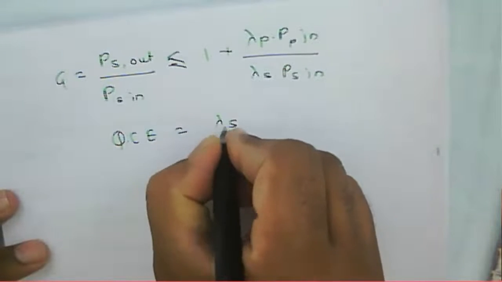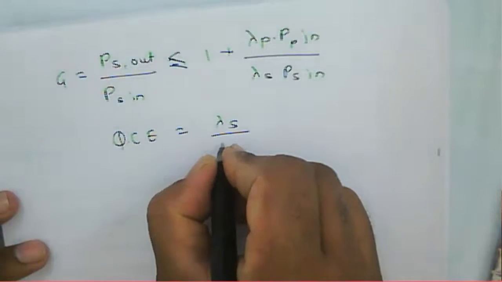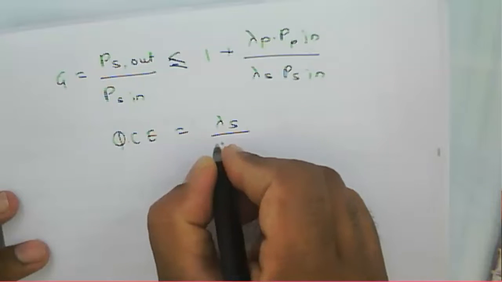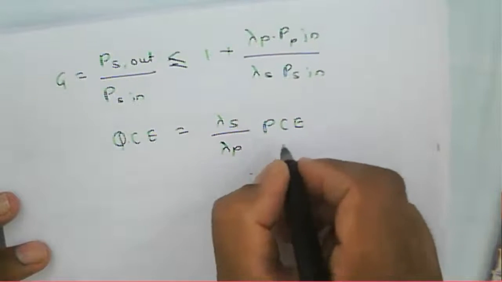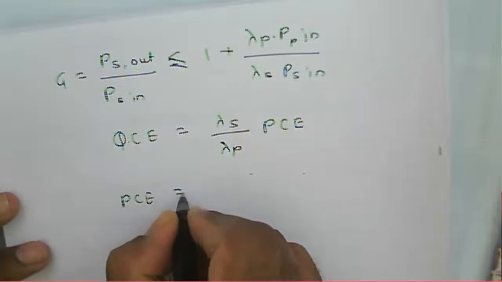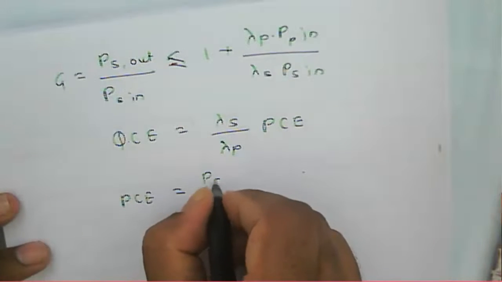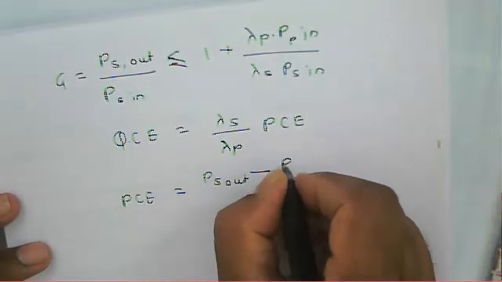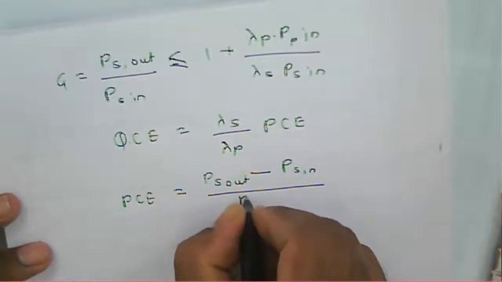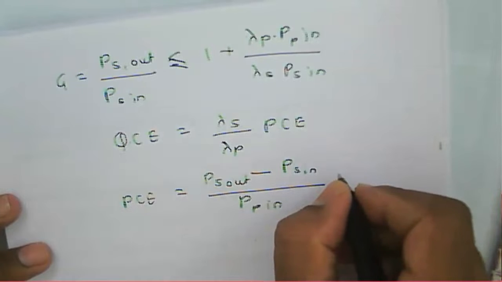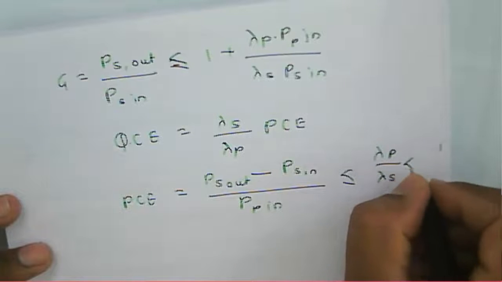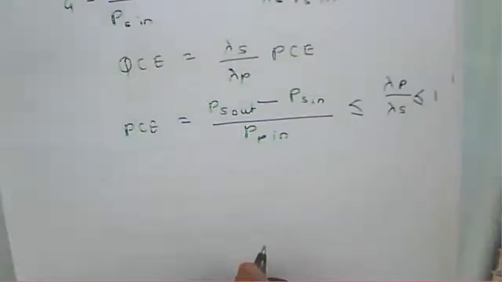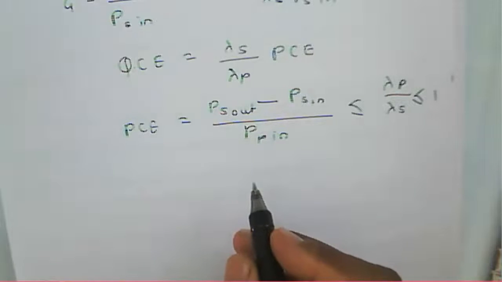And if you consider the quantum conversion efficiency of this erbium doped optical amplifier, it is wavelength dependent. So that is about the PCE, the power conversion efficiency, which is nothing but (PS out minus PS in) divided by PP in. Approximately it is based on lambda p by lambda s, which is less than 1. That is the power conversion efficiency. It is just like a ratio of the wavelengths.